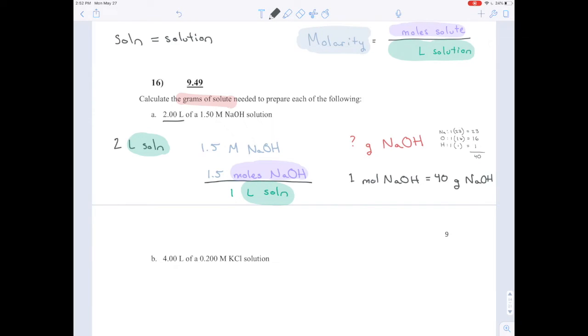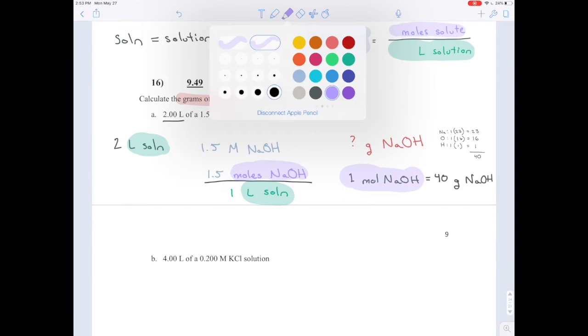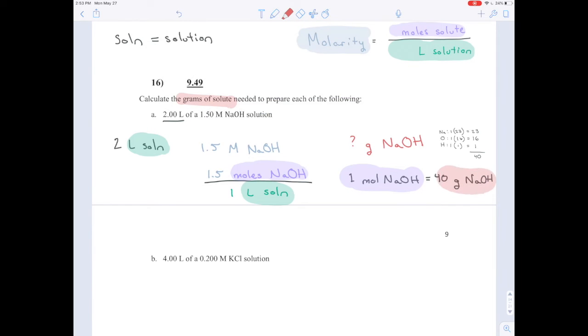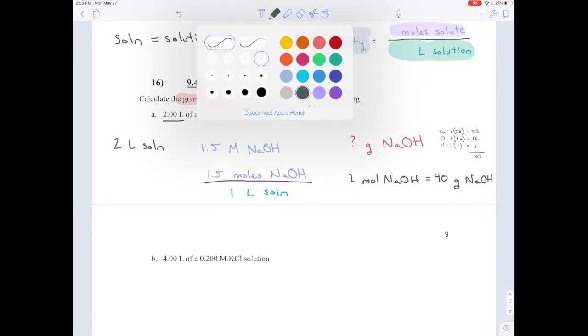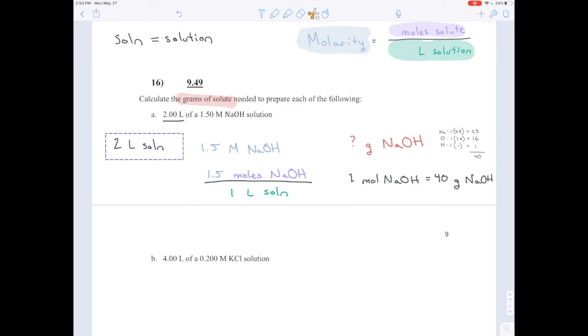We can use the molarity to get from liters to moles. Now we can use this new conversion factor to get from moles of NaOH to grams of NaOH, which is what they want. Okay, so let's do the conversion. We'll take the number that they give us, so that's 2 liters.